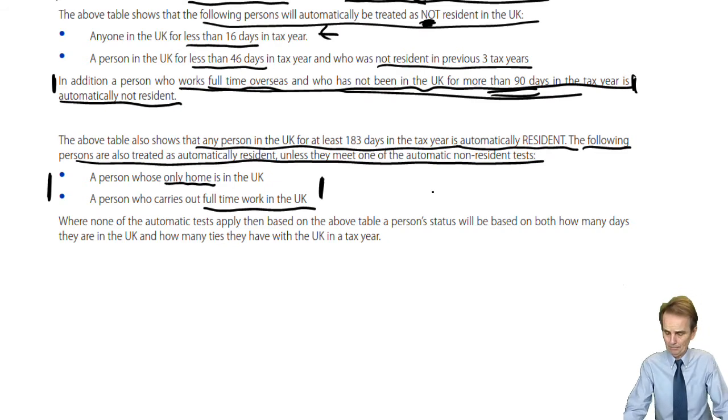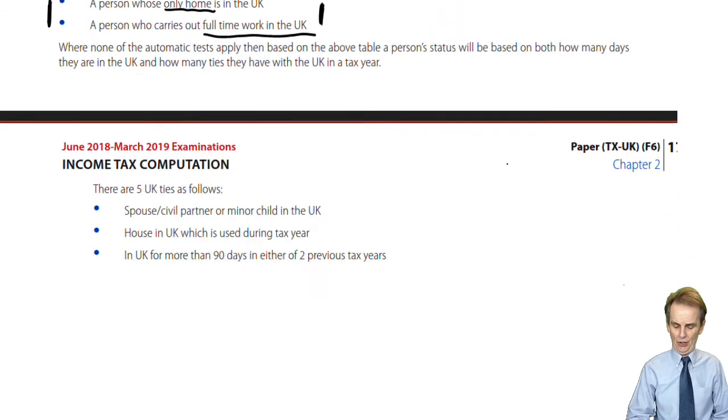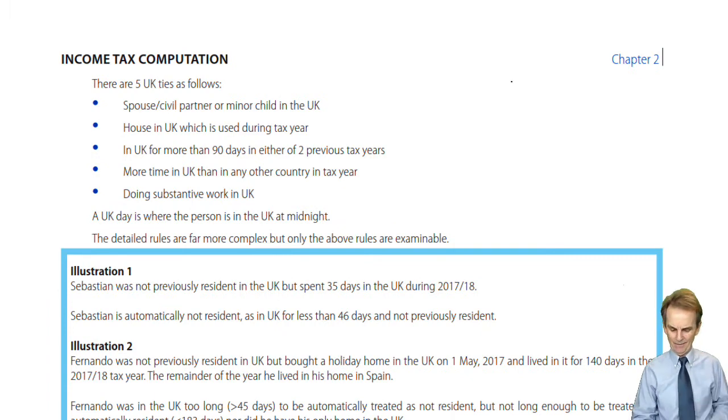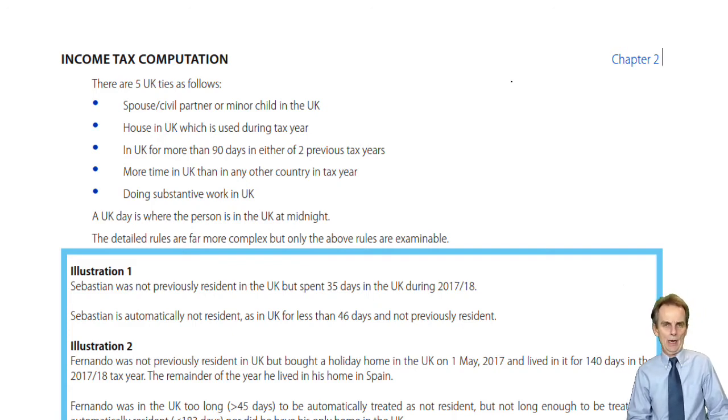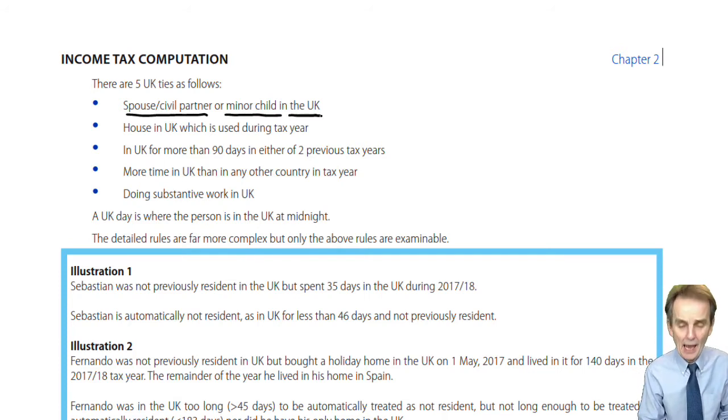If, as is quite likely in a question, you are dealing with a taxpayer who isn't automatically not UK resident and isn't automatically UK resident, so the number of days in the UK and otherwise their status does not make them automatic one or the other, then it is about the ties tests. Now then, the ties tests, no pun intended. What do you think would tie an individual to the UK? Family, of course. So if your spouse or civil partner or minor child, i.e. under 18, is in the UK, then that is a tie to the UK.